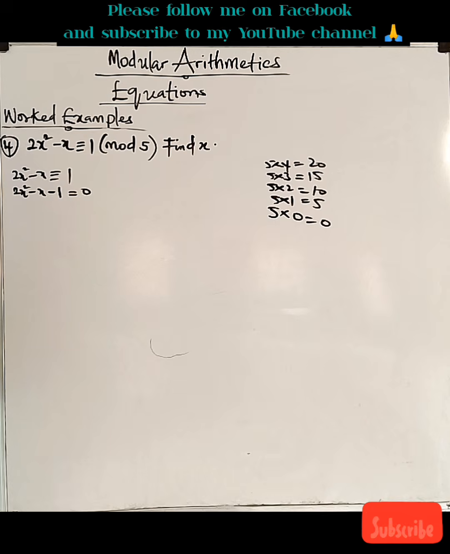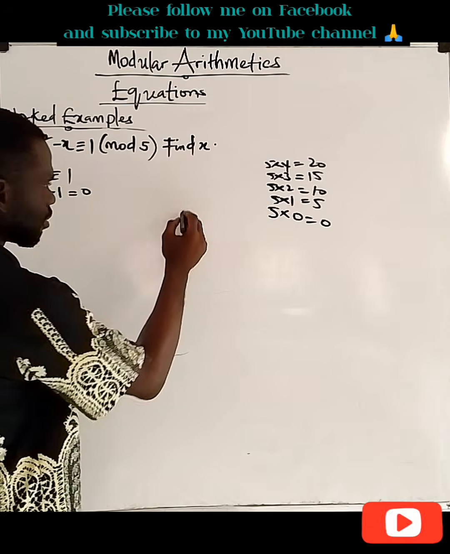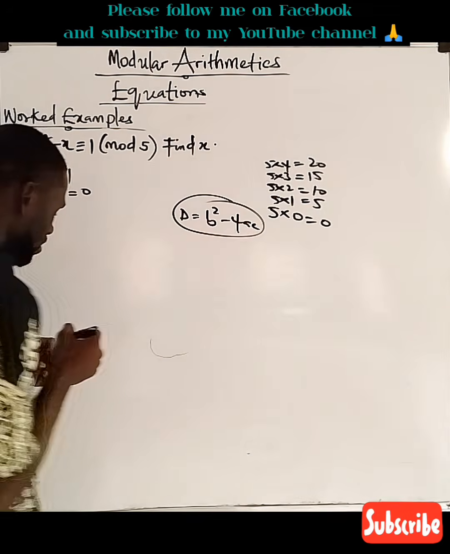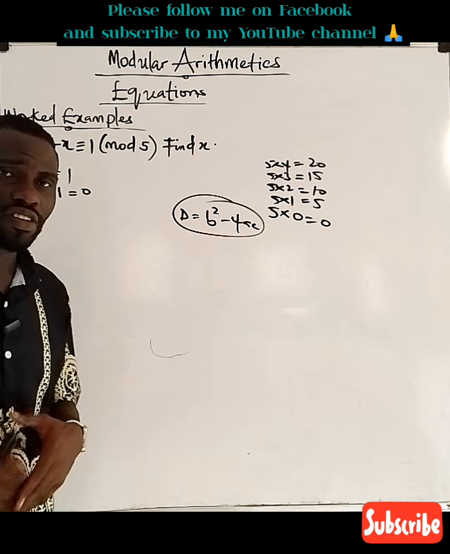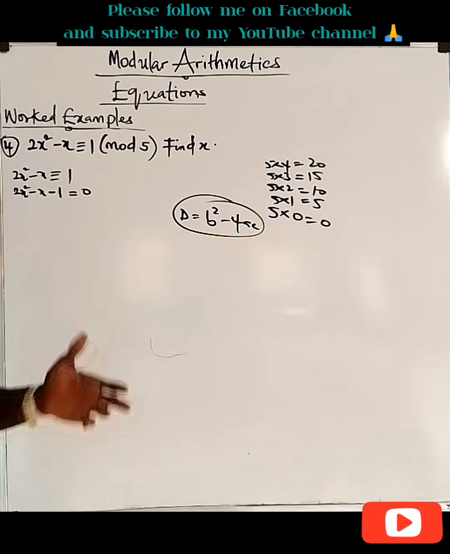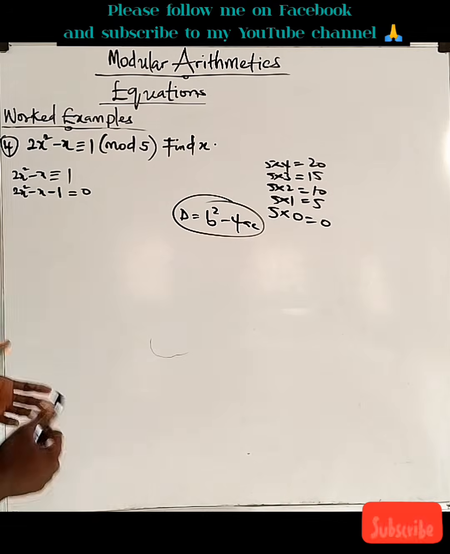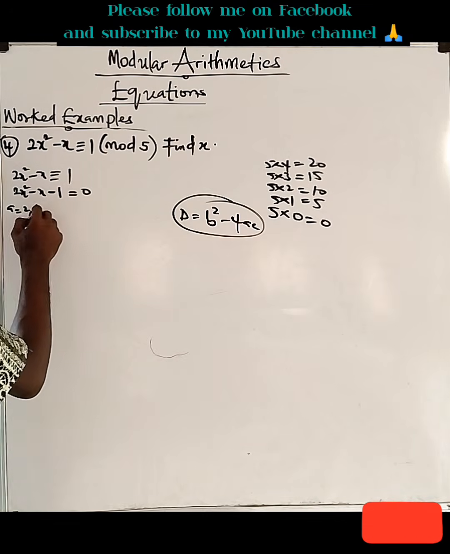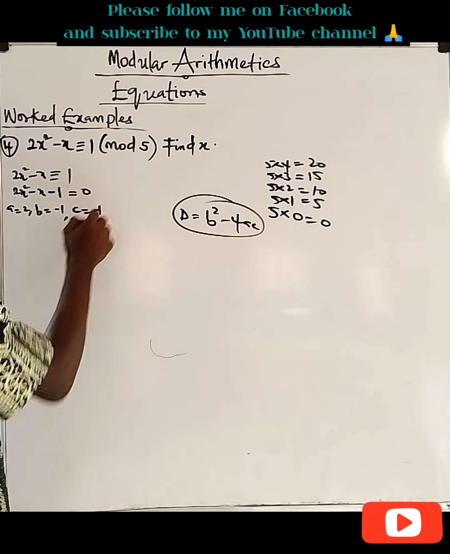So quickly we could use the quadratic formula to check if this is solvable or not. We could use the discriminant, D equals b squared minus 4ac. This tells us the kind of root we are dealing with: whether it is a real root, an equal root, or a root that is not real, that is not solvable. So a here quickly is 2, b is minus 1, c is minus 1.